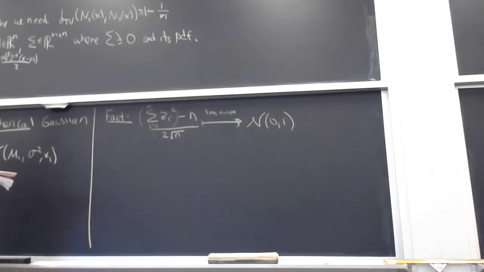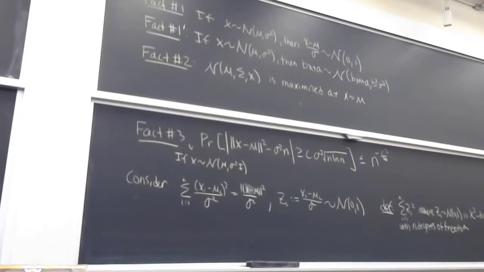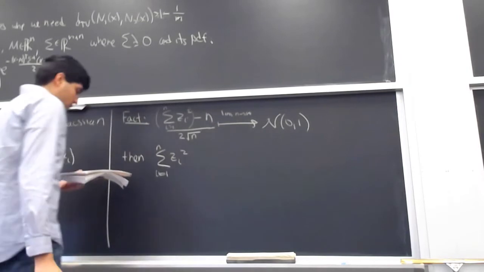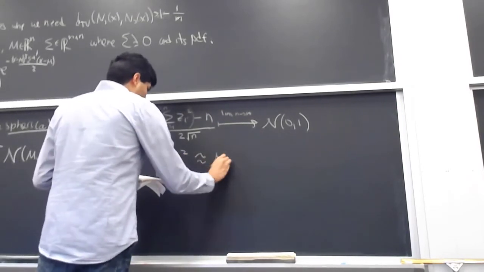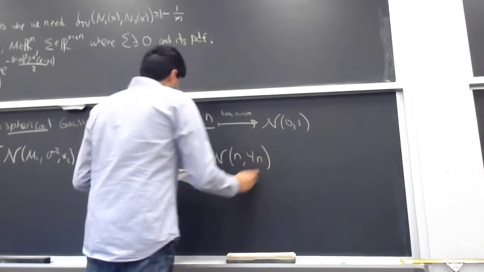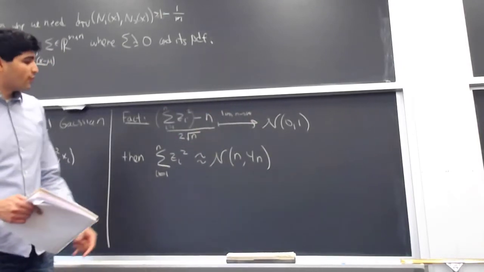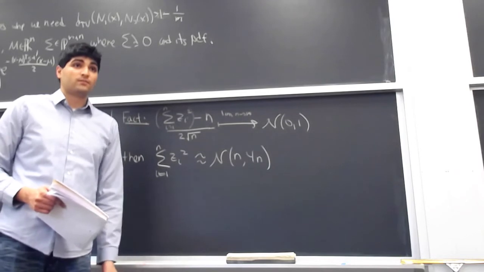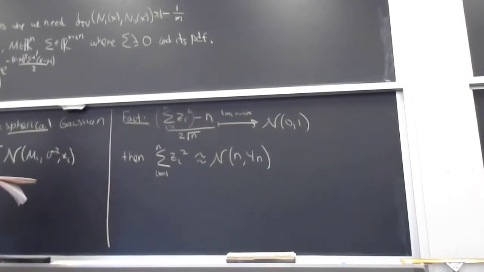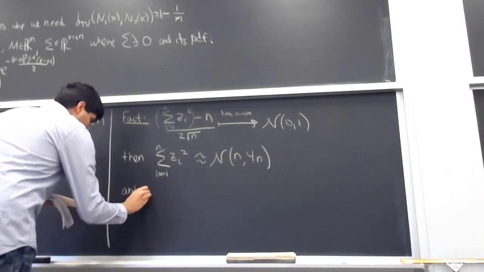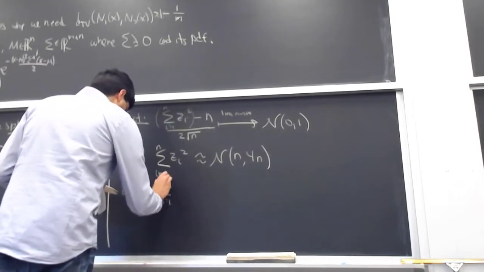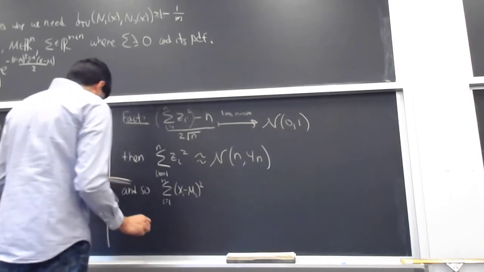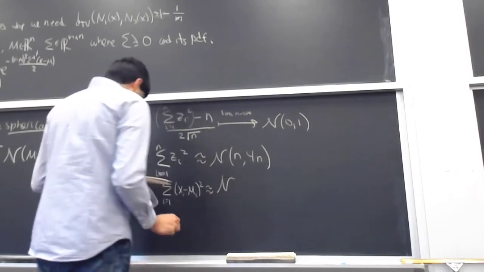But this is immediately going to imply fact 3, because the summation of zi squared behaves approximately like a normal, which we can move the mean over now using, for example, fact 1 prime. And what's going to happen to the variance when we multiply it out is we're going to take the sigma squared here, so we'll get 4 times n. So if we go back to x minus mu i squared, then this quantity itself is going to be also approximately normal.